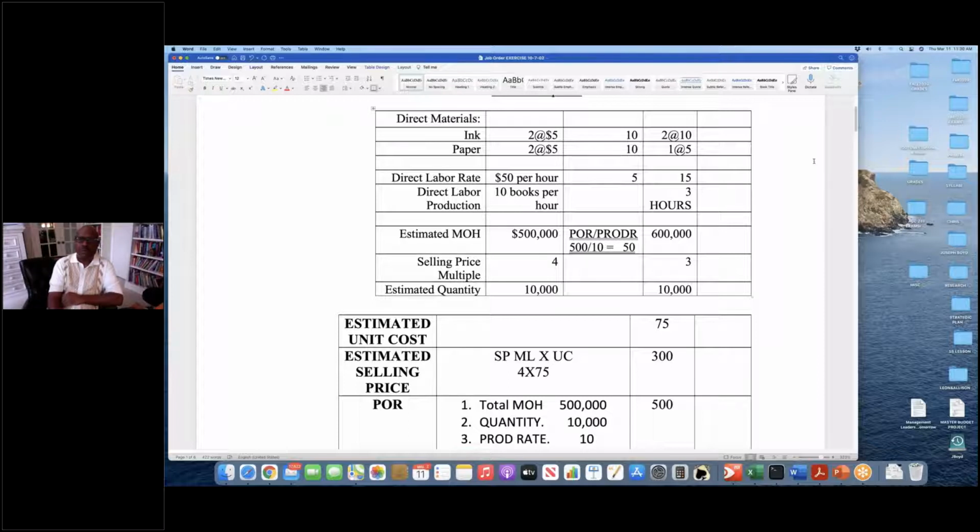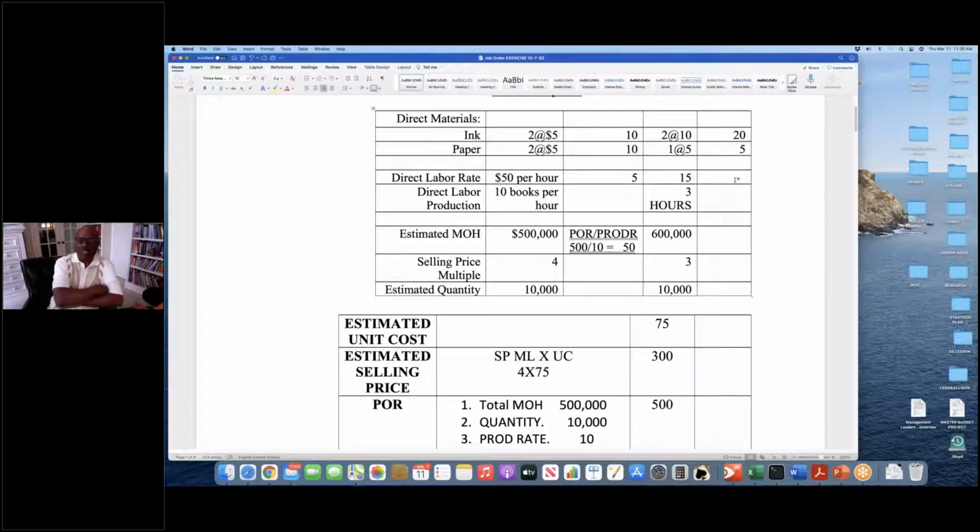Okay. So first we gotta find the direct material. So we got ink and we got paper. So what I did was 2 times 10 and that got me 20. And then for paper, 1 times 5 and I got 5. Is everybody clear on how I got those? Yes, Chase. Clear on how you got that. All right, just making sure.